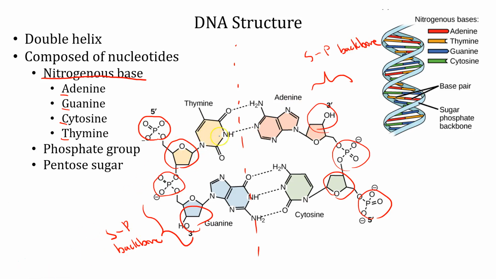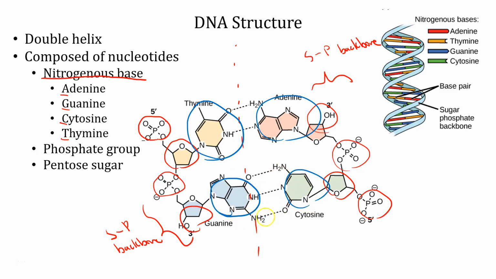The nitrogenous bases that we're looking at, there's thymine. Thymine always pairs with adenine. So here's a base pair, two bases on either side of the molecule. And then here's another example. We have guanine, and that's paired with cytosine.